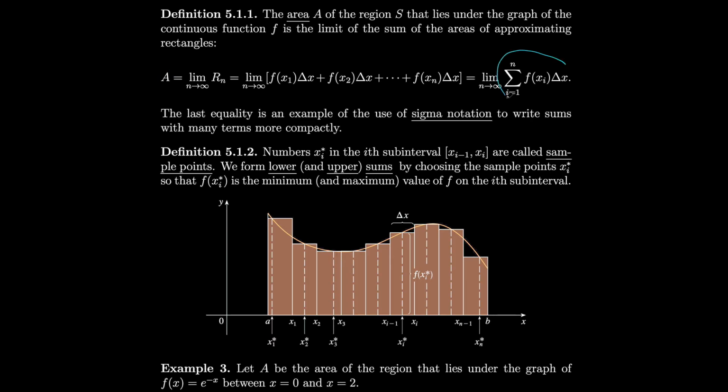Compactly, it's the limit of this sum of all of these y values, that's the height of each rectangle, times all of the widths of each rectangle.